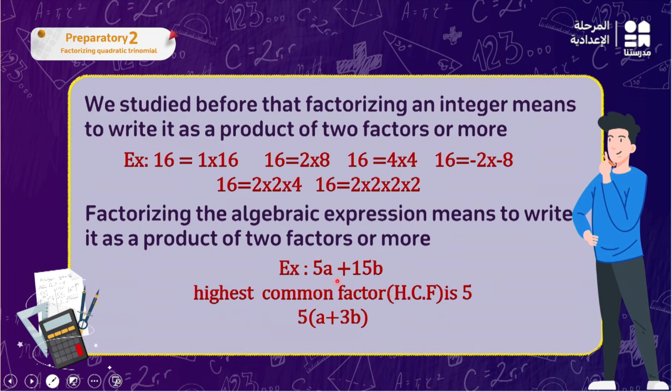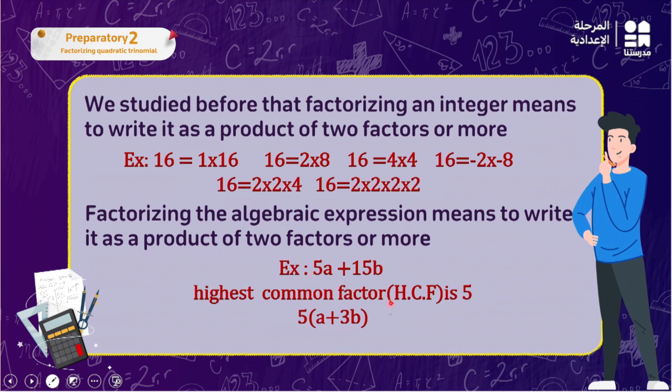طيب المرحلة اللي بعدها درسنا برضو قبل كده how to factorize an algebraic expression by taking the highest common factor، ال HCF, the highest common factor. As we see here 5a plus 15b, this is an algebraic expression. تمام؟ اسمه binomial عشان consists of two terms. بفكر حضراتكم بالأفكار اللي كانت عندنا قبل كده. So this is a binomial expression 5a plus 15b.